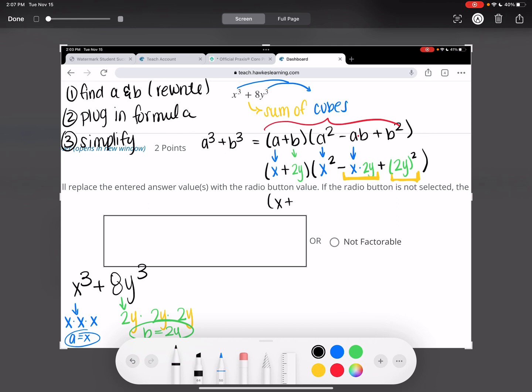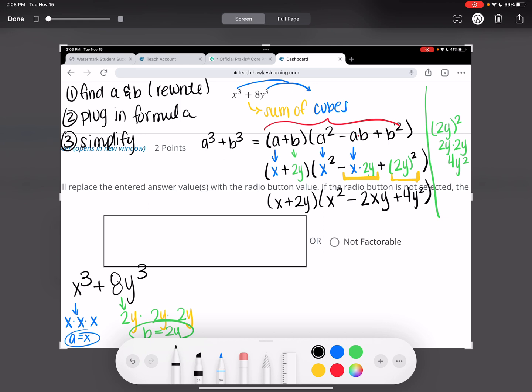So I'll have x plus 2y, x squared minus, all right, that middle part, x times 2y, I can write as minus 2xy. Just do a little rearranging. And then 2y squared is going to be 2y times 2y, which is going to give me 4y squared. And so there I'm going to have plus 4y squared.